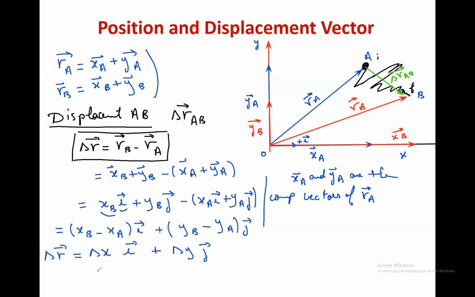So this is the displacement vector. How can we calculate the displacement magnitude, delta R, or the magnitude of delta R? Equal to the square root of delta X square plus delta Y square. This is the magnitude.